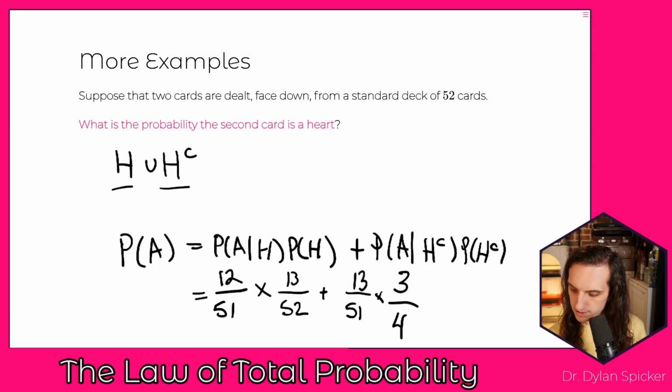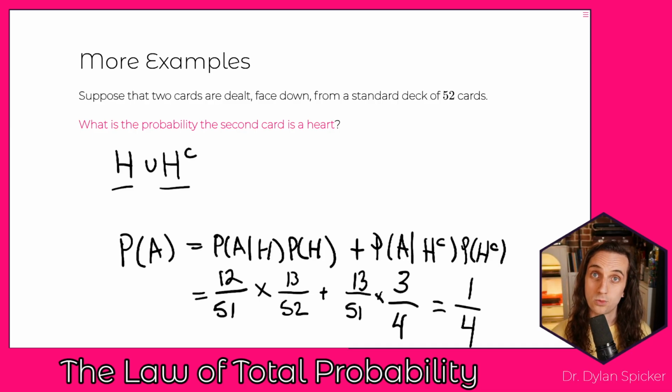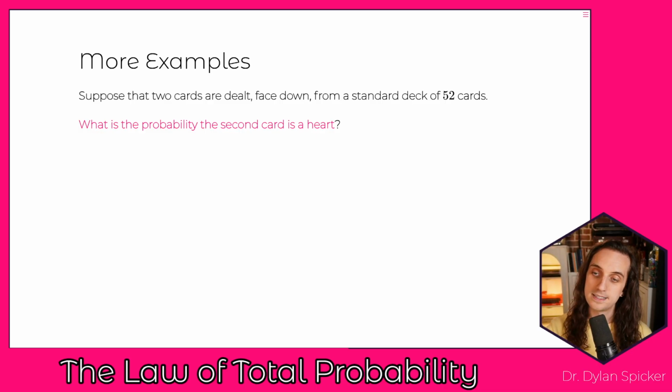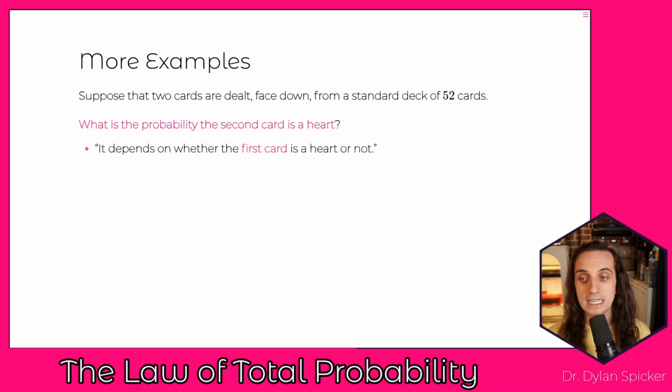If you actually work this out, we'll find that it simplifies down to 1 out of 4. So it's actually equally likely that it's a heart on the second draw as it is on the first draw. It depends on whether the first card is a heart or not. If it is a heart, then we have a 12 out of 51 conditional probability of the second one being a heart.